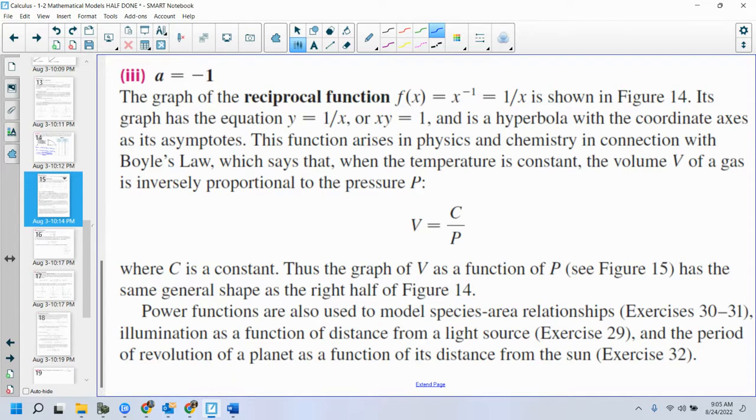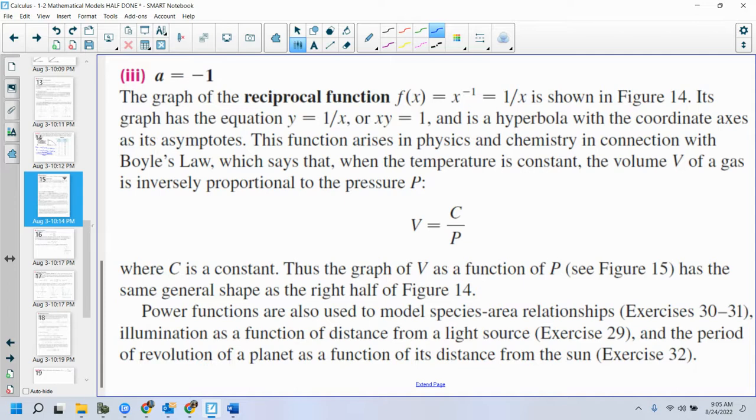They give the example of having Boyle's law in here, V is equal to C over P, basically volume of a gas formula. Power functions are also used to model species area relationships. We'll talk about more in some of those exercises. I don't need to talk about that right now. But again, power functions are just a unique type of polynomial where the exponent may get just a little funky. Where we have a negative exponent where it's moving down into the denominator, or a fractional exponent where it's actually a root.